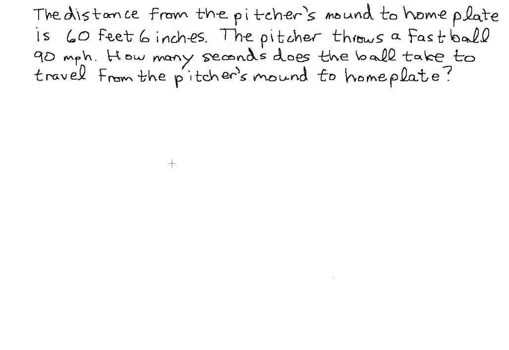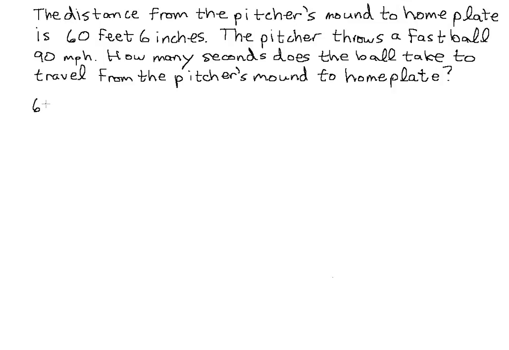Okay, here we're given the velocity, or rate of change, and we're asked to find the variable time. We're asked how many seconds it takes. We'll need to convert our units for time and distance, but for now let's just convert distance since we're given this information, 60 feet 6 inches. Our velocity is in miles per hour, so let's convert our distance to miles.